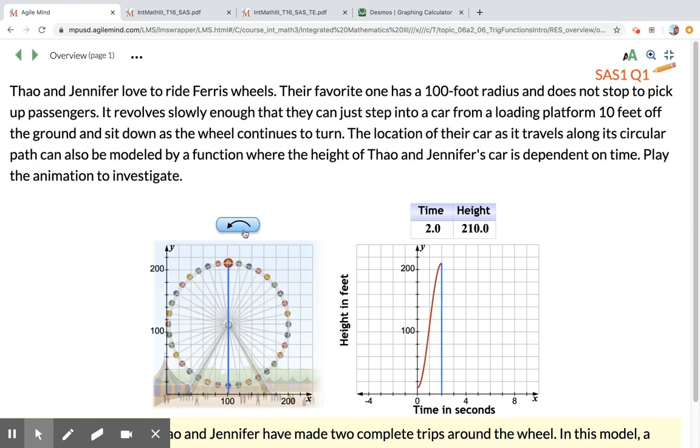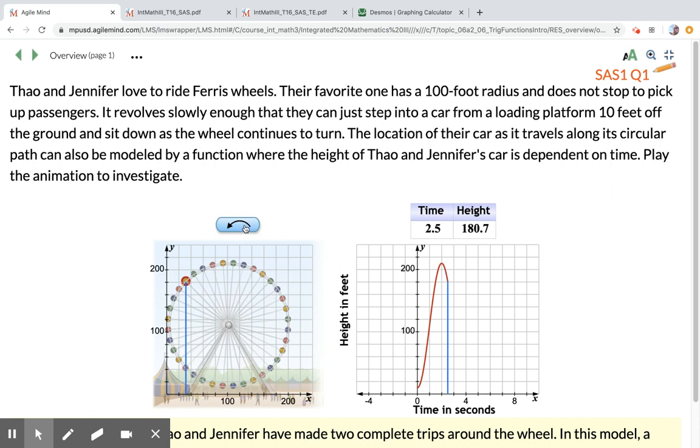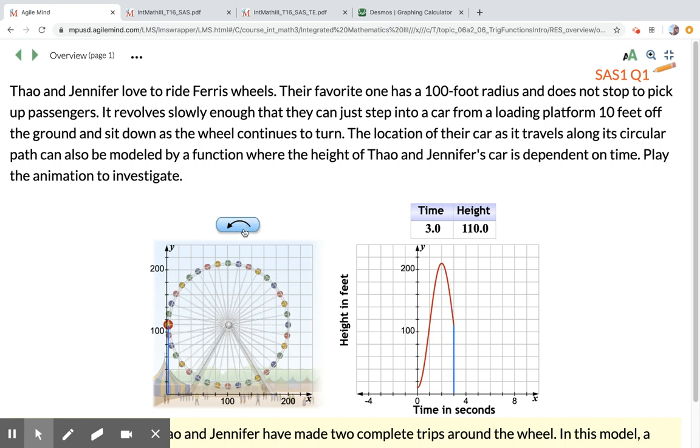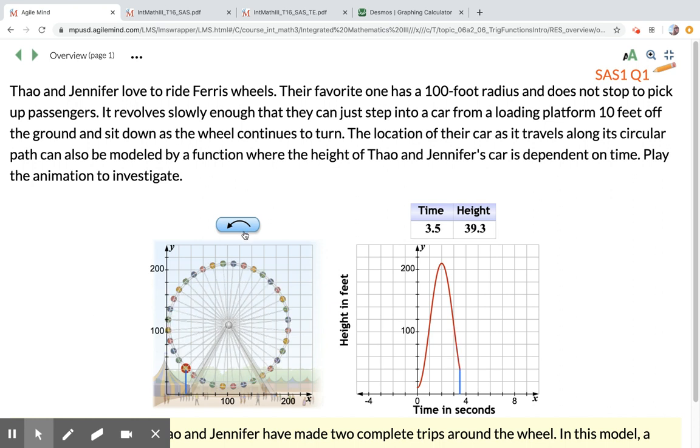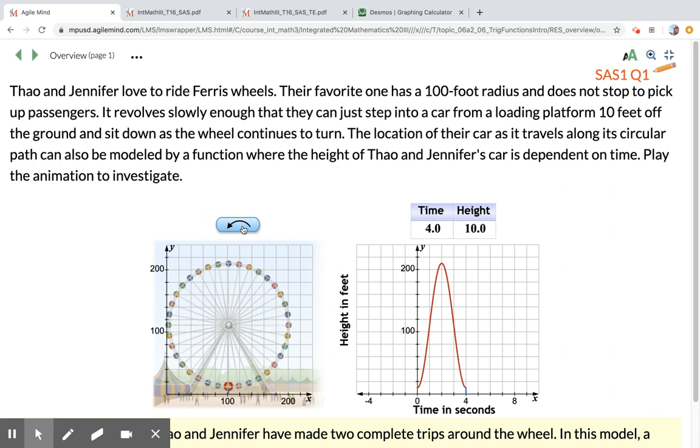After 2 seconds, they're halfway around the wheel. They're all the way up at the top, which puts them at a height of 210 feet. Now, they're going to do 2 complete trips around the wheel, by the way. We're only halfway around the first trip. Let's keep going. At 2.5 seconds, they're at 180.7 feet. Oh, we're coming back down. After 3 seconds, they're down to 110 feet. After 3.5 seconds, they're down to 39.3 feet. And after 4 seconds, they're back down where they started.